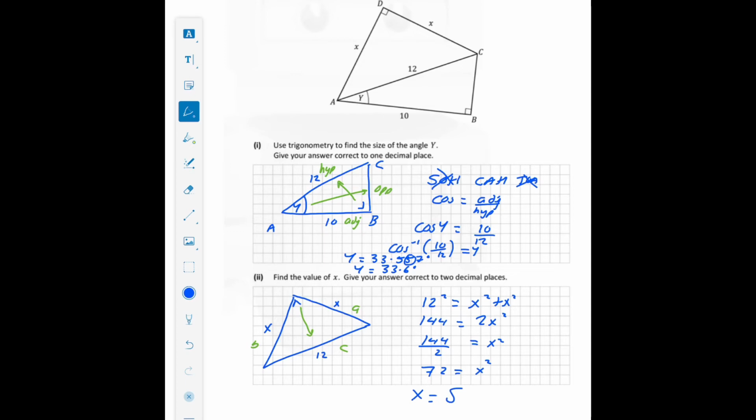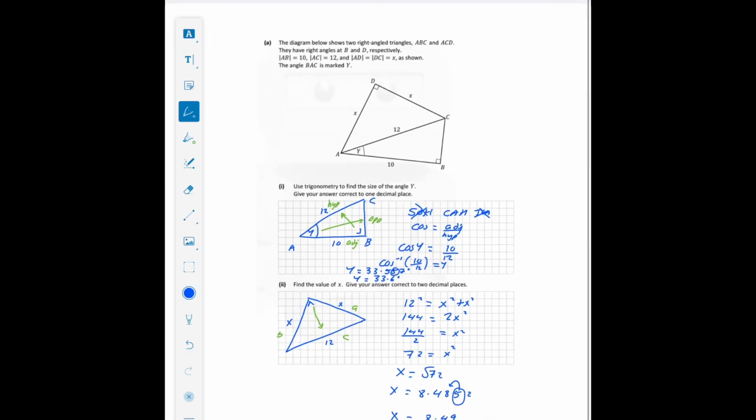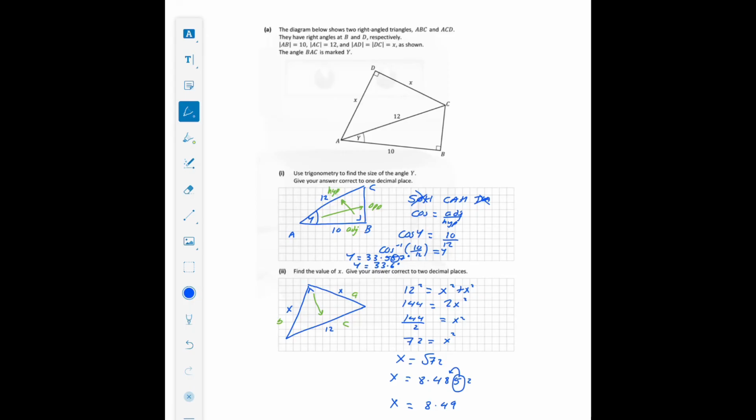So we're going to get x is equal to the square root of 72, which gives me x is equal to 8.4852. We want to correct to 2 decimal places, so we're going to look at the third number after the decimal point. That's a 5, which means we need to round up the second number. So that's going to be x is equal to 8.49.